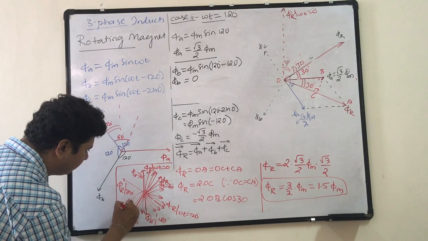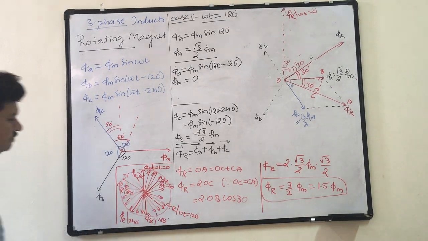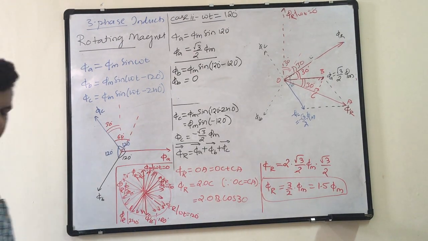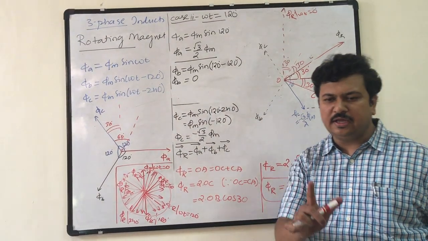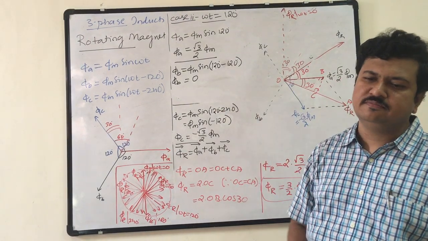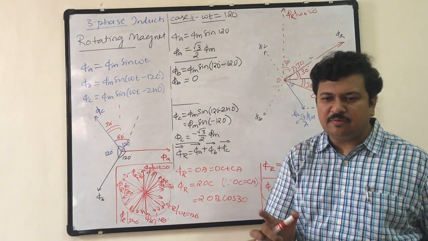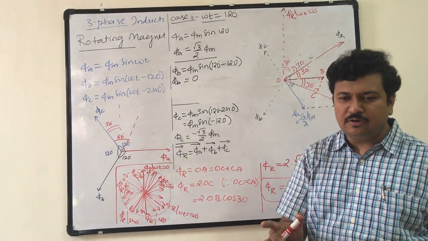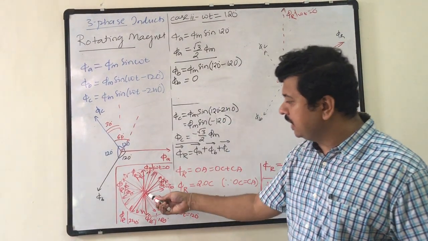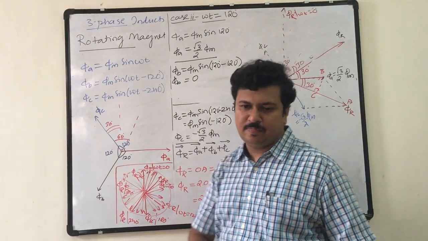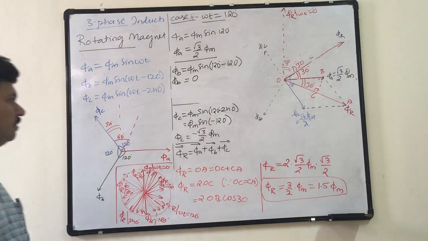The magnitude will remain the same, only the angular position will change, and it will form a circle. So therefore we say this resultant magnetic field is now rotating in the air gap throughout the circumference. Now what is the speed at which it is rotating? The angular speed at which it is rotating is equal to the supply angular speed. And the speed at which the rotating magnetic field rotates is called synchronous speed.